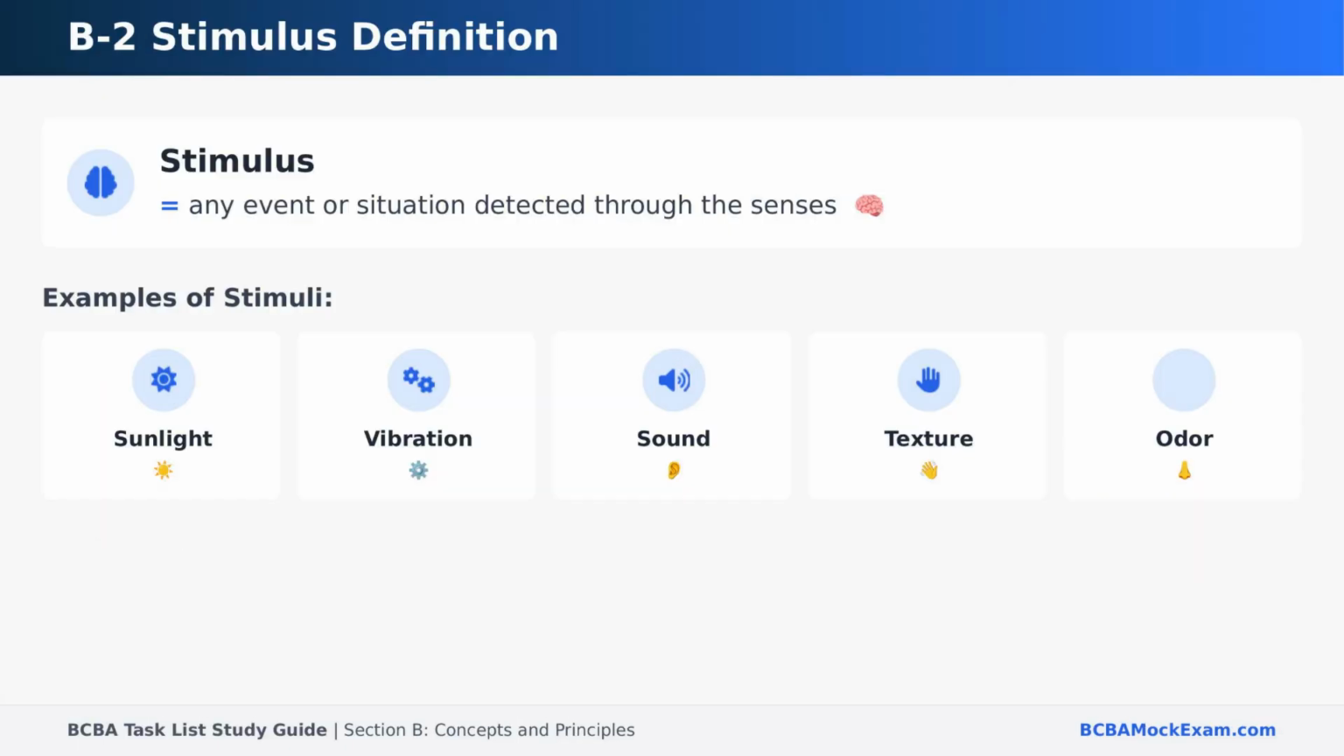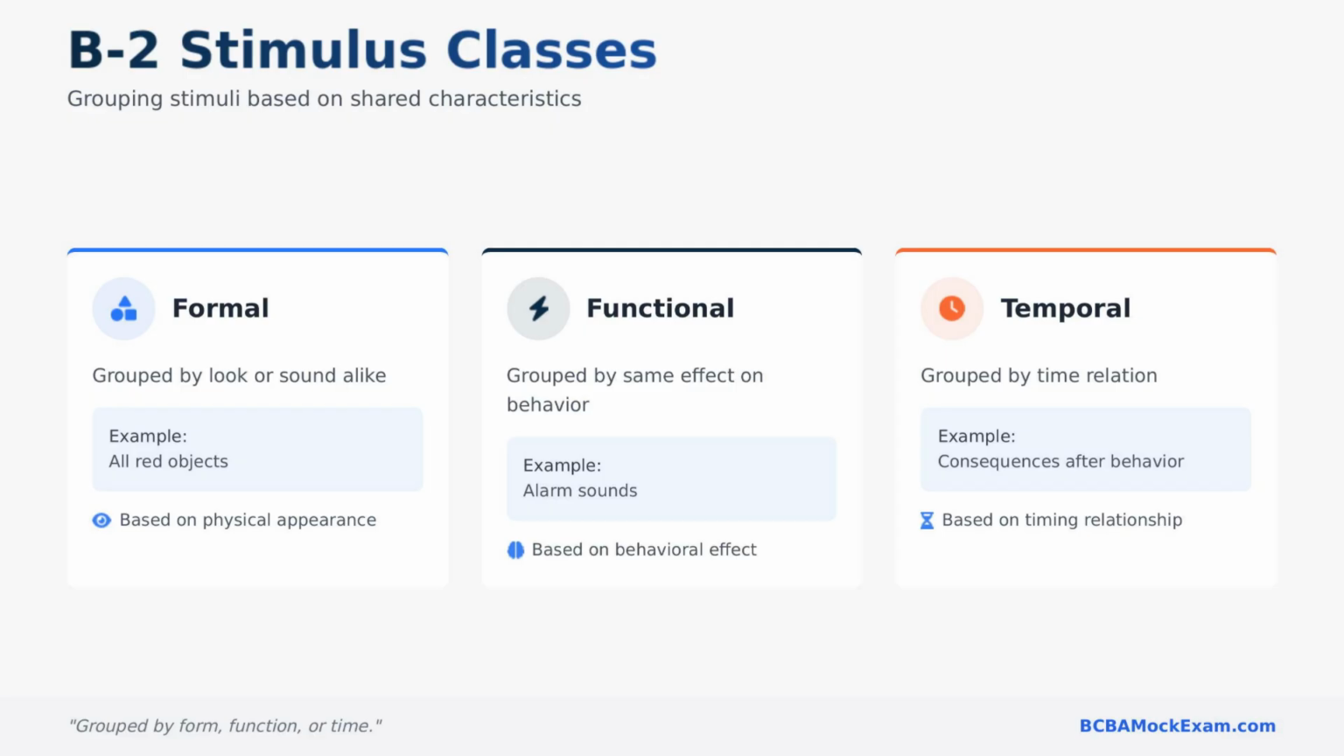A stimulus is anything you could detect with your senses, a sight, a sound, a smell, a texture, a taste. It's basically the environment saying, hey, I'm here, and your behavior responding to it. Stimuli can be grouped three ways. Formal class, they look or sound alike. Functional class, they have the same effect on behavior. Temporal class, they occur in the same time relation to a behavior, like before or after.